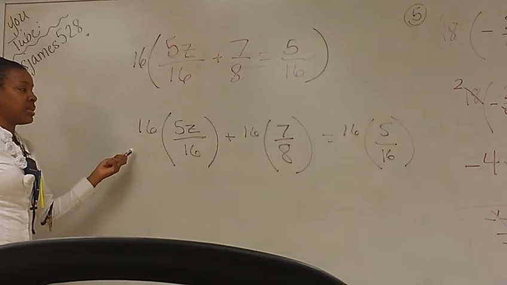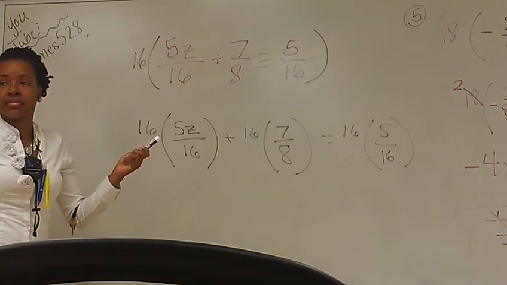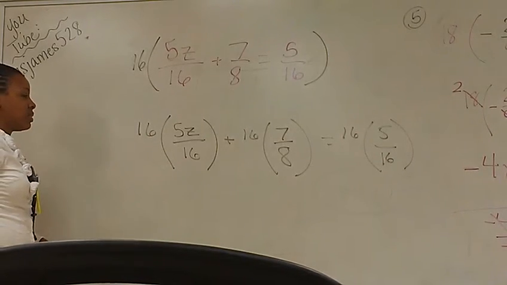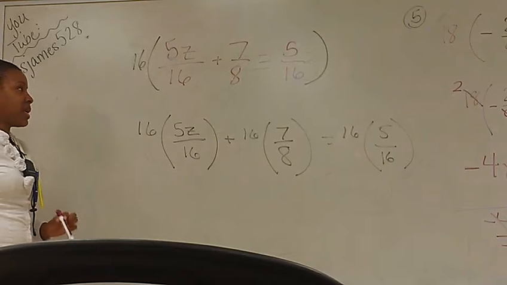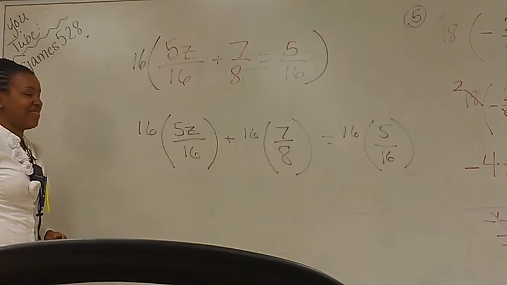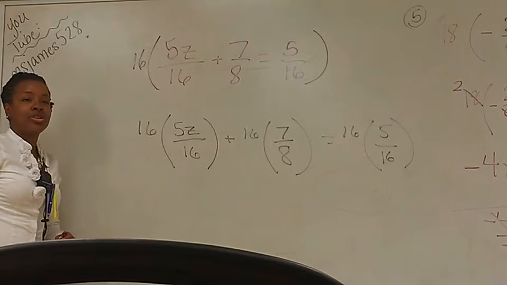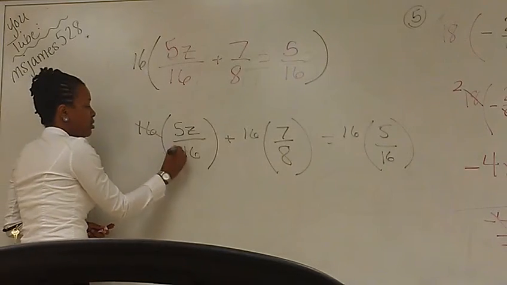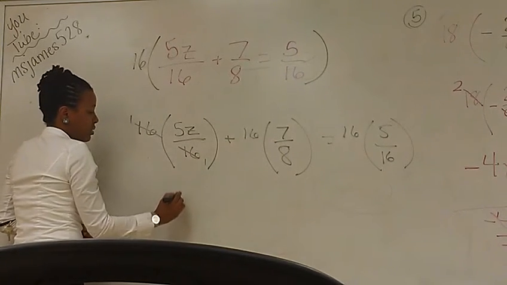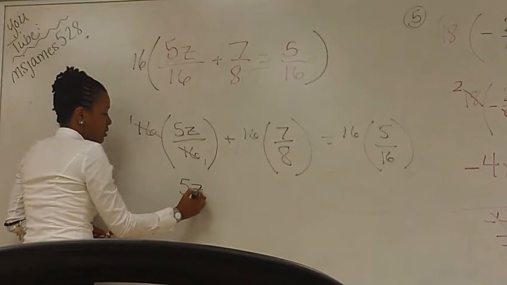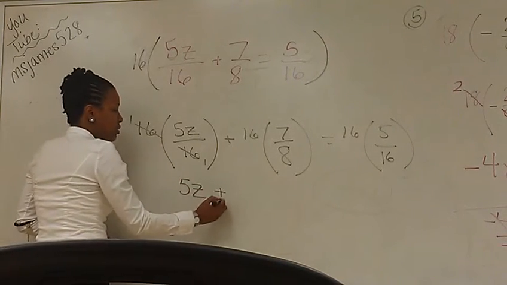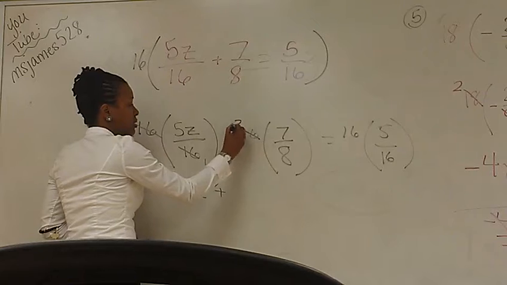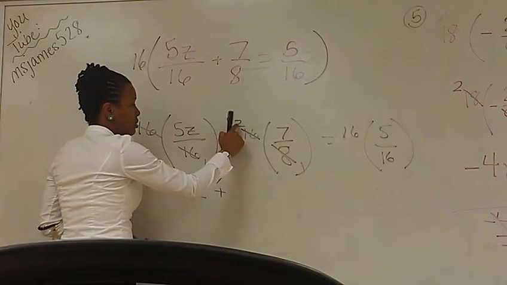I'm telling you, this is the step where you make it or break it. You've got to give that 16 to everything inside the parentheses. Everybody has to get a piece of the pie. So what happens here? Can anything cancel? Yes. 16 and 16, and you get 1. So you bring down 5z. See how much nicer that is? Now what about here? 16 divided by 8 is 2, and 8 divided by 8 is 1. So 2 times 7 is 14.